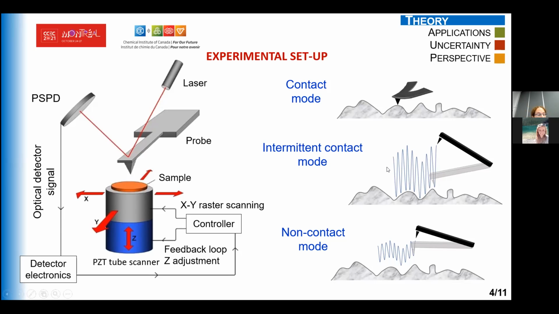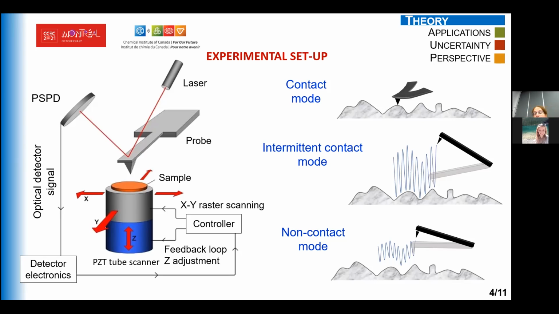Then we have the intermittent contact mode, where an oscillating probe is brought close to the surface of the sample so that at the end of its oscillation cycle, it taps or hits the surface. The tip sample interaction force here will oscillate between the attractive regime when the tip is off the surface and the repulsive regime when it hits the surface. This mode minimizes the lateral shear forces that are present in contact mode and is the mode of choice for imaging soft deformable materials.